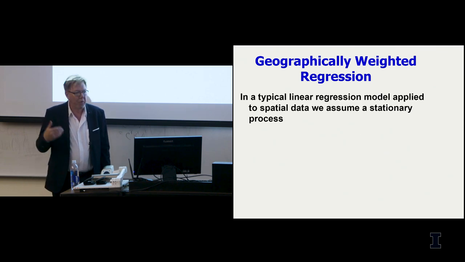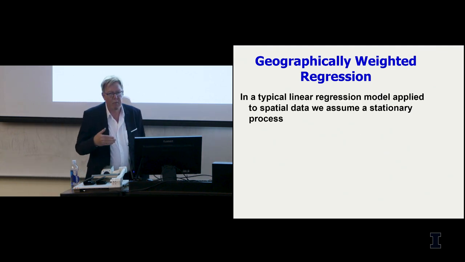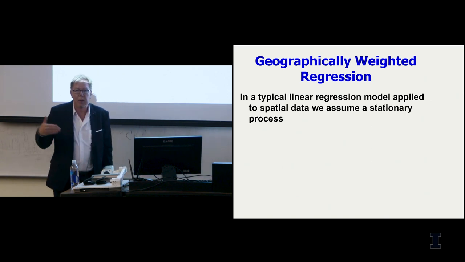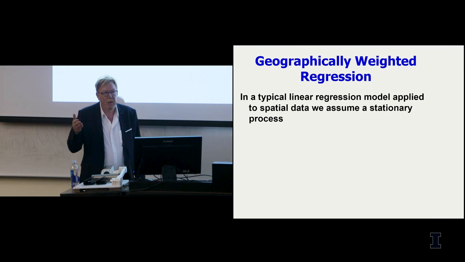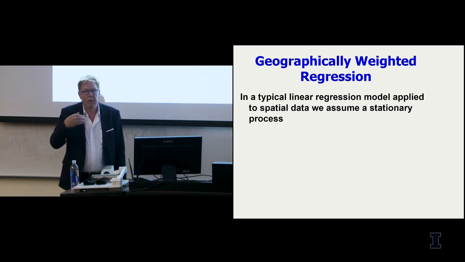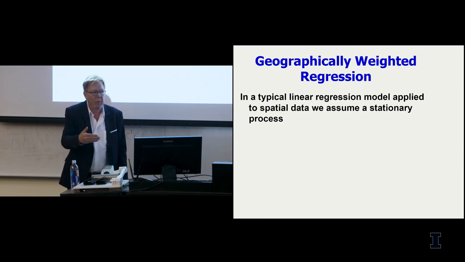And I'm not going to go through lots of slides on this. There's a few, but I'm assuming that people can either read about it or know about it already. But in a typical linear regression model, it doesn't have to be linear, it can be nonlinear, applied to spatial data, what we are doing without thinking about it is assuming that the processes we're investigating are stationary. Because that's what the model is going to give you. It's based on the principle that everywhere is the same. These processes are the same.